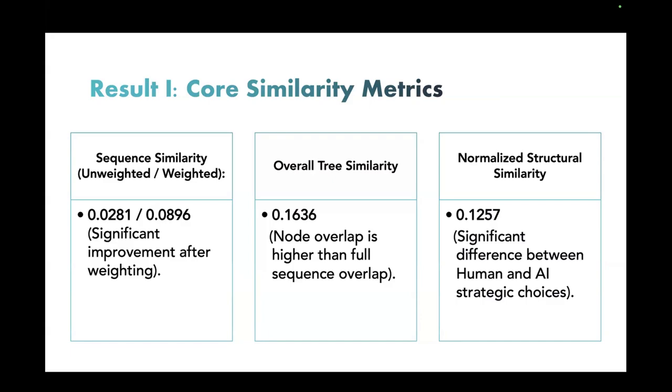This value is relatively higher than the sequence similarity, suggesting that local decision nodes do overlap, but paths quickly diverge once a player commits to a full sequence. But here is the most critical data.